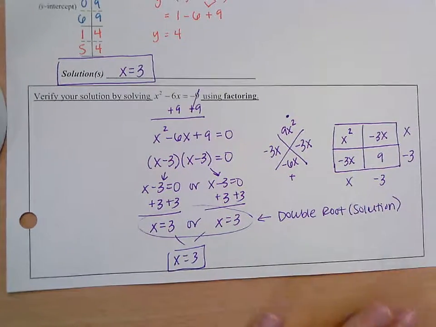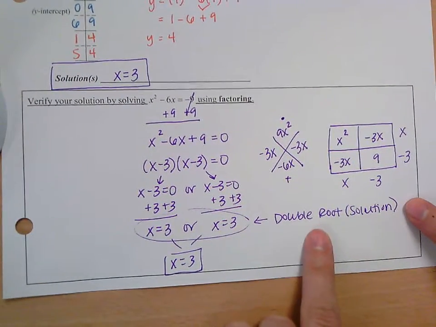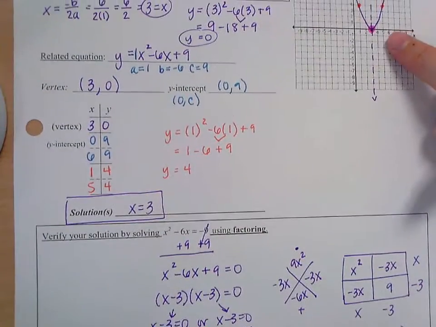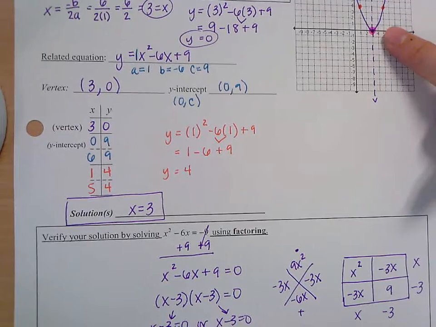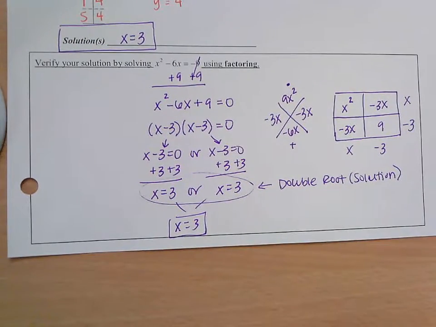And then kind of make that connection on the graph. What a double root looks like is when your vertex is actually on your x-axis. Your vertex is your solution. Okay, questions there?